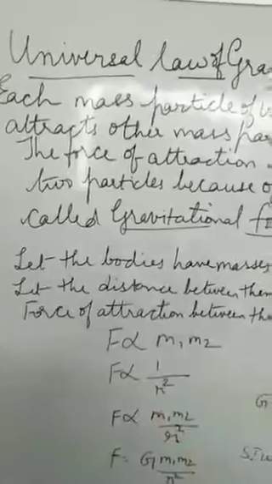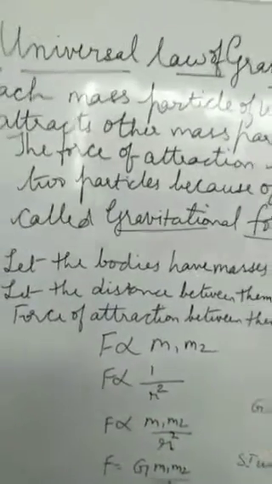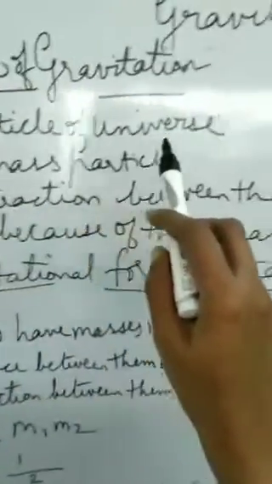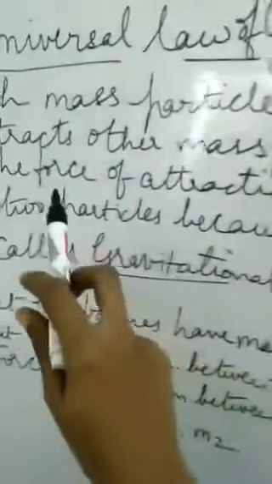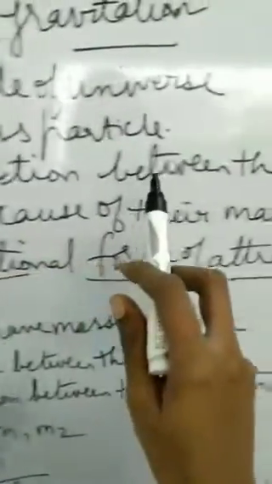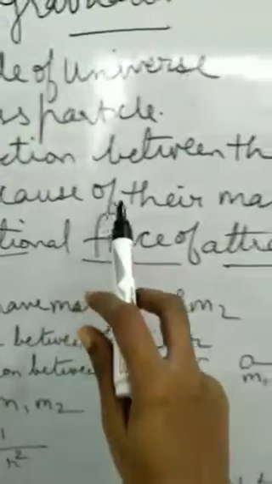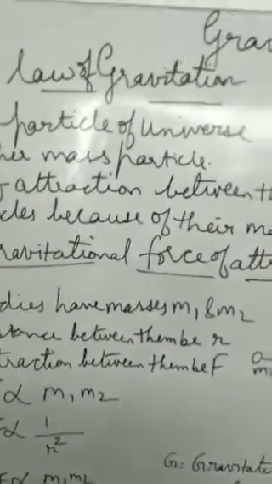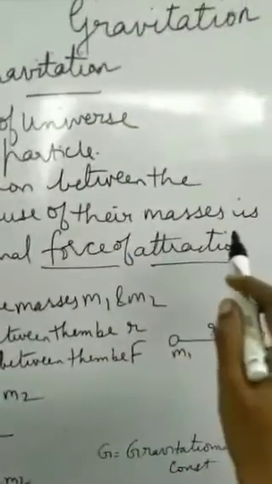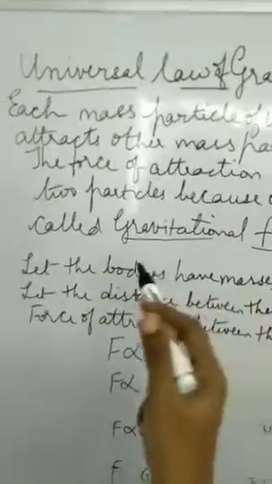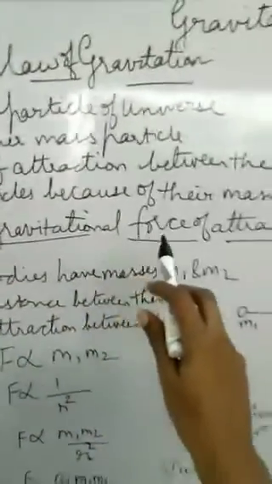Here, every particle in the universe attracts every other particle. So each mass particle of the universe attracts other mass particles. The force of attraction between the two particles is due to their masses. They have different masses, and because it depends upon the masses, there will be a force of attraction. This is called the gravitational force of attraction.